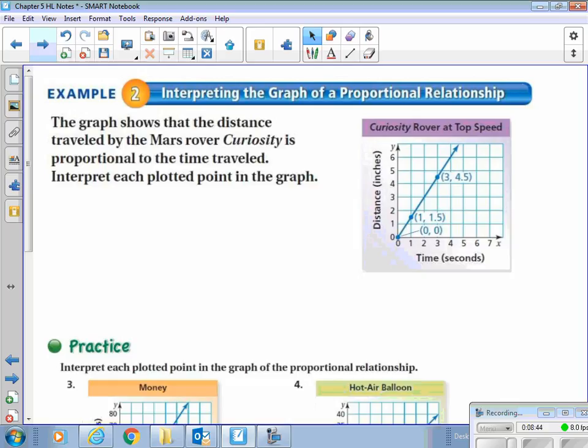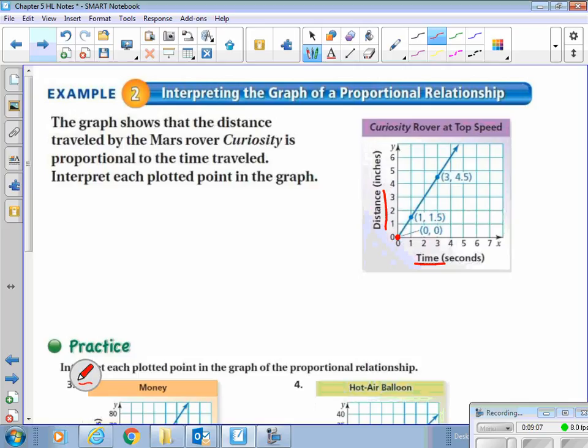Well, before I even start to interpret it, I'm looking at that graph and I can see that it is a straight line. I can also see that it cut through the origin right here, 0, 0. So that means that it is 100% a proportional relationship. So what is the relationship now we're going to talk about between time in seconds and distance in inches?